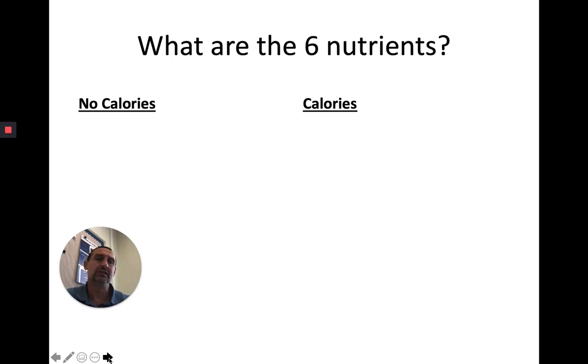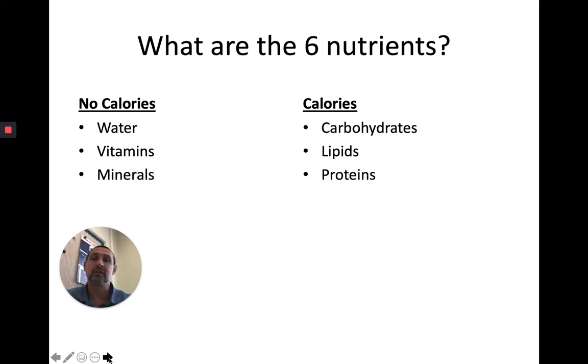Now, some of these nutrients are going to provide calories. Some will not. The nutrients that do not provide any calories are water, vitamins, and minerals. The nutrients that do provide calories are carbohydrates, lipids, and proteins.